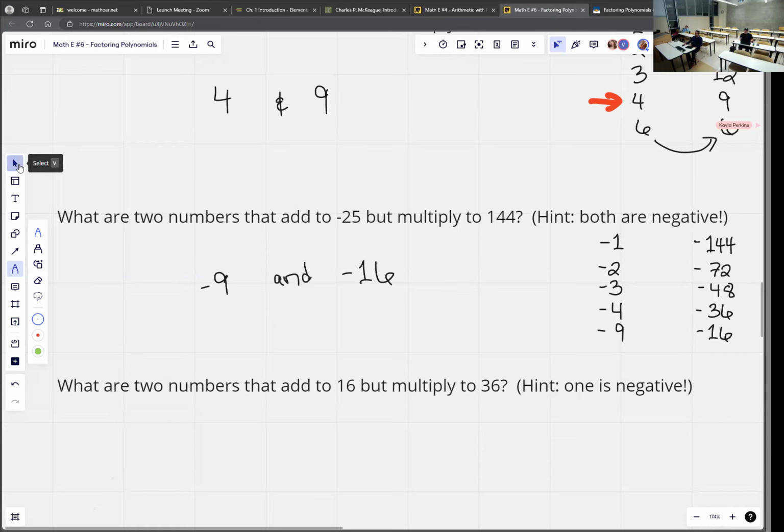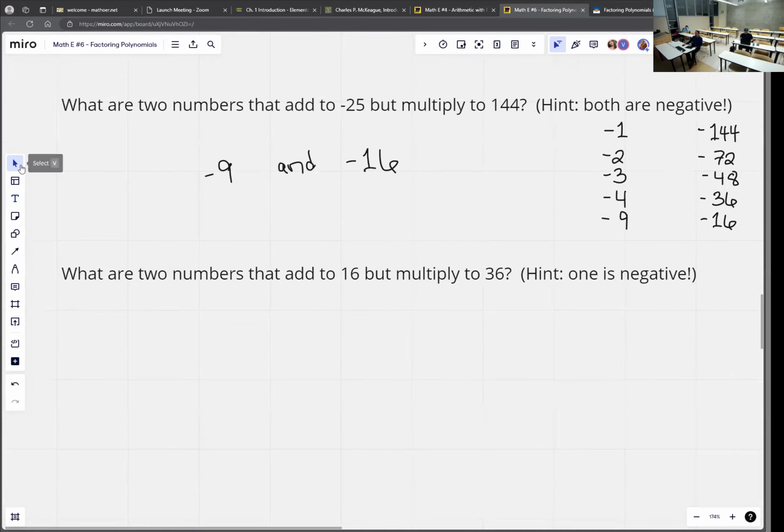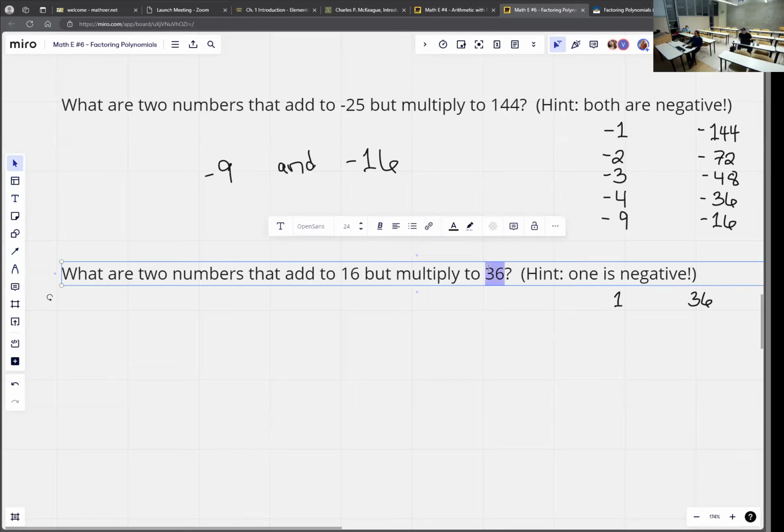And the last possible combination. Now we have two numbers that add to 16, but multiply to 36. And if you look at our 36 column, that's not going to work. But if one of them is negative, then it might work. And I think this should say -36. One moment, edit my text box. Only one of them is negative. There, okay.